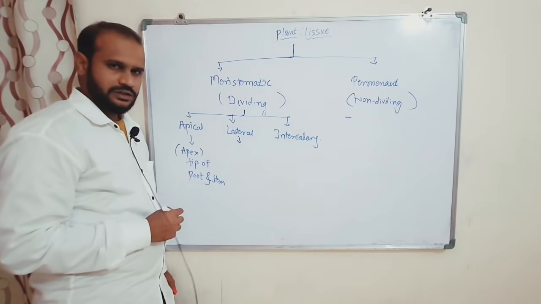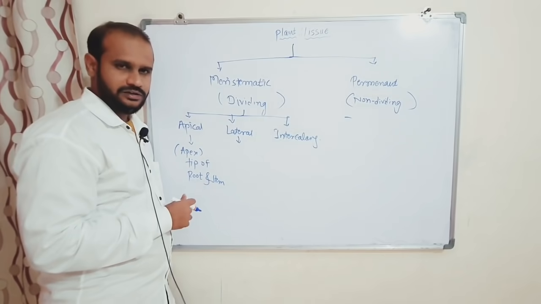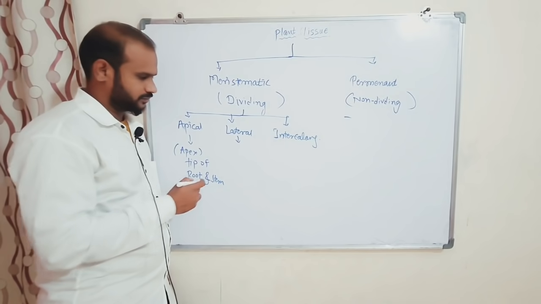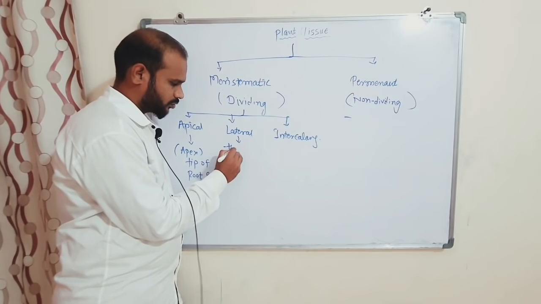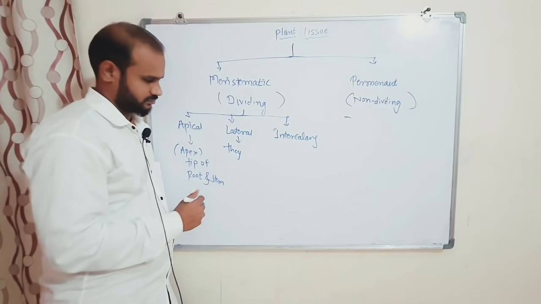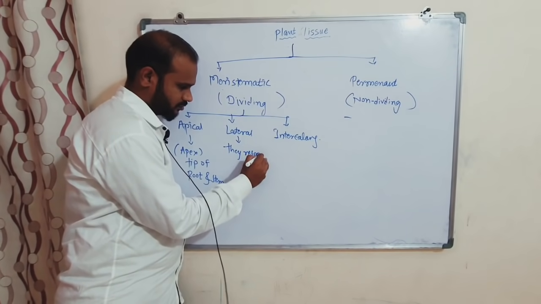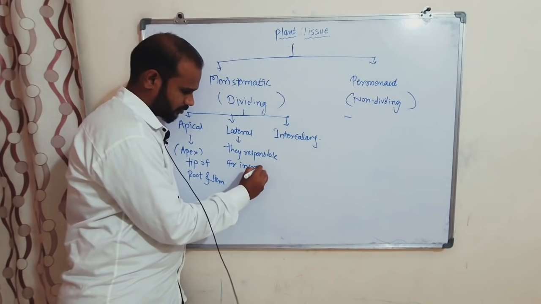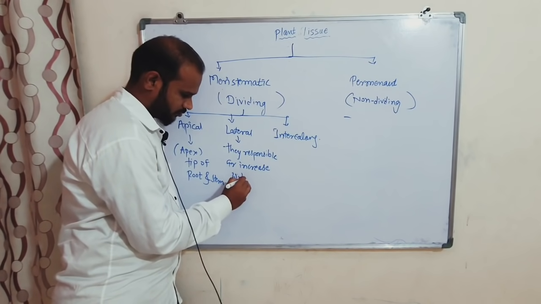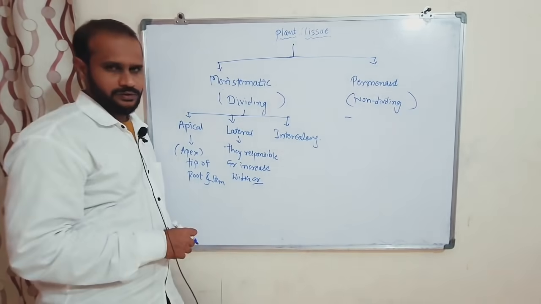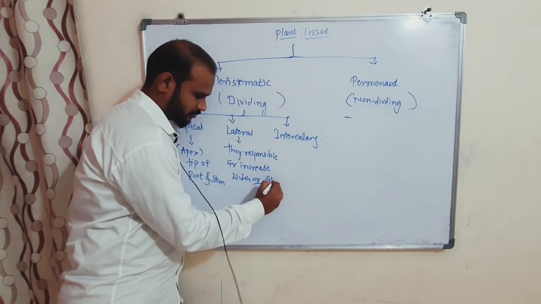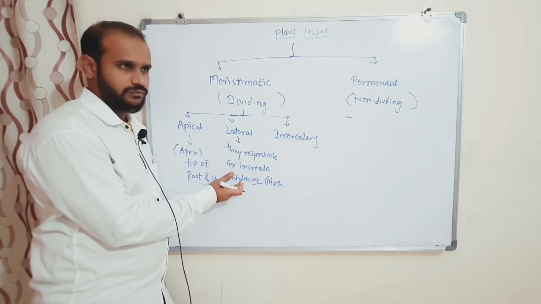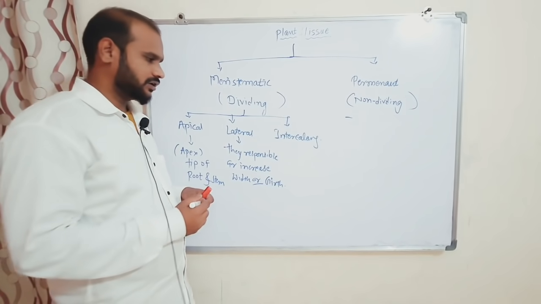Lateral tissue forms later on after apical and intercalary, that's why it is called lateral. Mostly the higher level plants possess lateral tissue. So they are responsible for growth of width or girth. Responsible for increase in width, or you can say in proper language, girth of the plant. Girth means the growth of the plant in width, or you can say diameter.